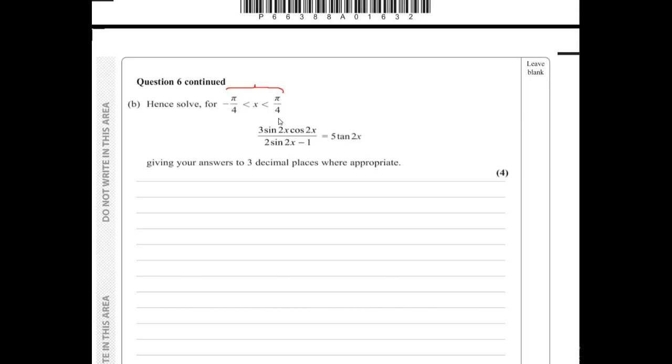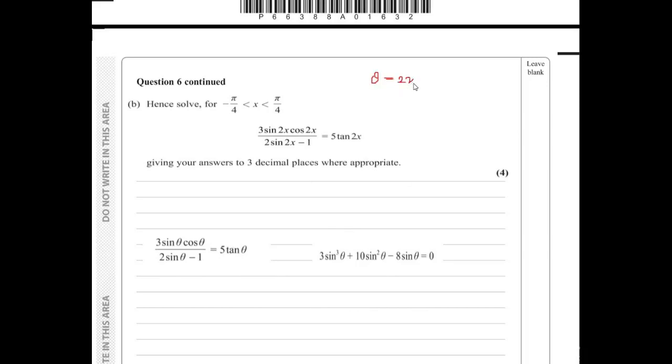Now if we look at the expression, this resembles the same expression from part A, which was given as 3 sine theta cos theta over 2 sine theta minus 1 equals 5 tan theta. The only difference you can find over here is they have just changed the expression from theta to 2x.